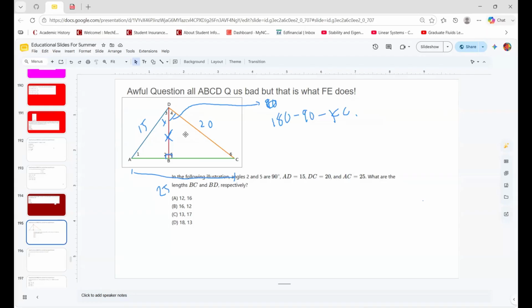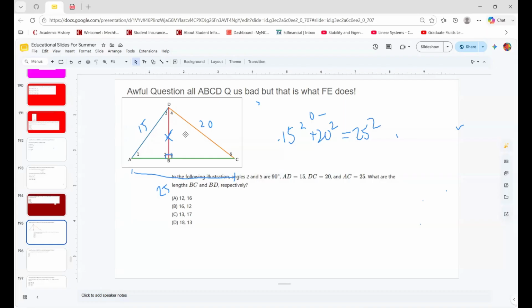Sorry, we don't even have to guess. In the world of geometry, this is 90 because we have done these questions before. So in that case, we can say 15 squared plus 20 squared, let me just check, equals 25 squared, right? Yeah, we can. I remember this formula. So this is a right triangle.